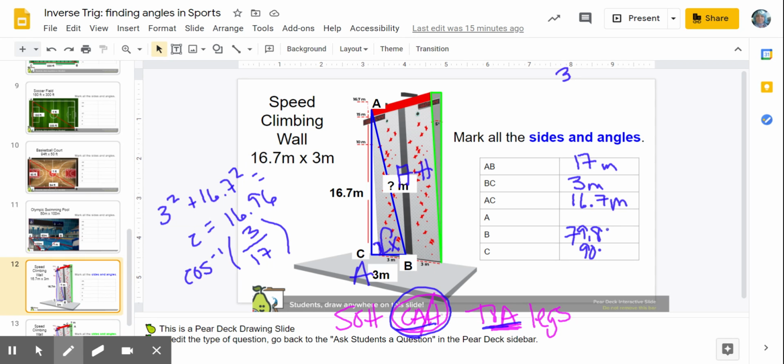79.8. And that really does make sense because 16.7 is so much bigger than 3, right? The opposite side should be really big because that's the obtuse or the really big angle. So what's angle A? This little skinny thing up here.